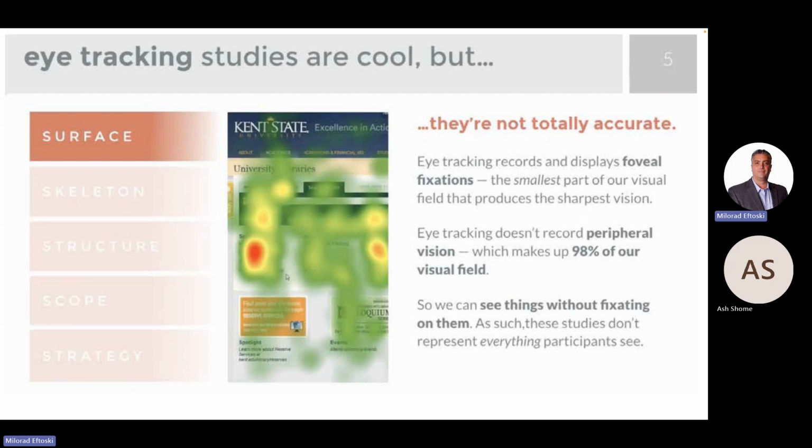This is like a study they did with heat signatures. Eye tracking records and displays foveal fixations, the smallest part of our visual field that produces the sharpest vision. Eye tracking doesn't record peripheral vision, which makes up 98% of the visual field. So right now, when I'm looking at you, I can also see the sides right here, right? Peripheral vision is our biggest field of view. What you focus on is very small. It's what you see around you that's kind of what's there.